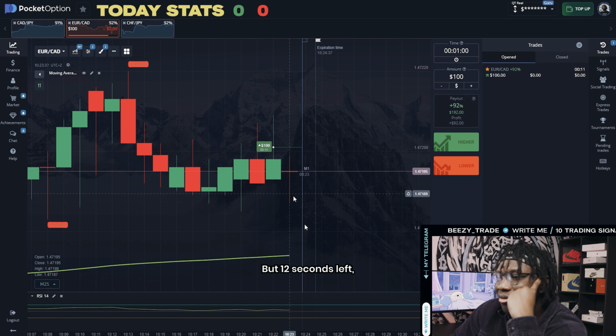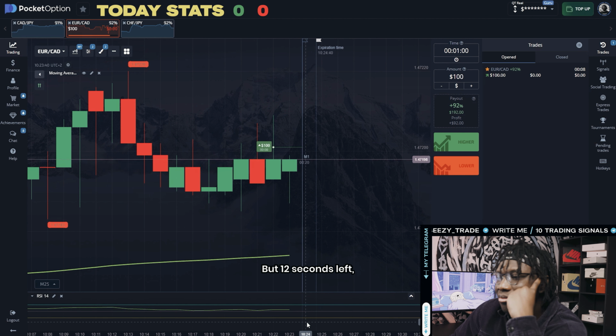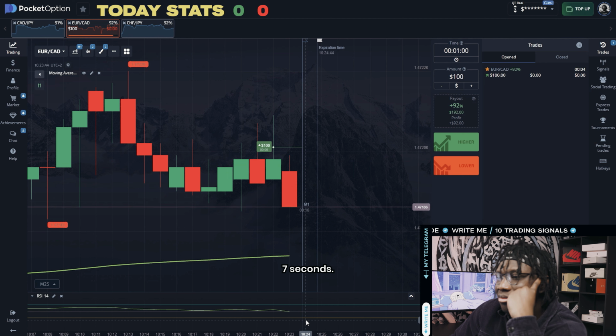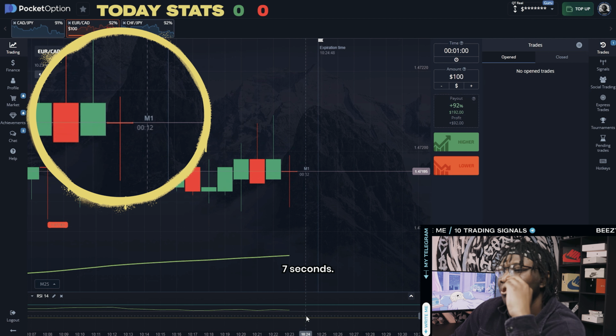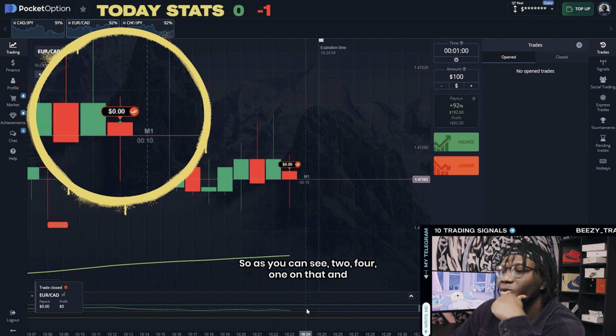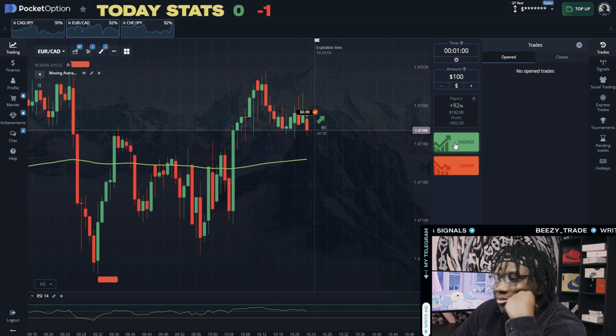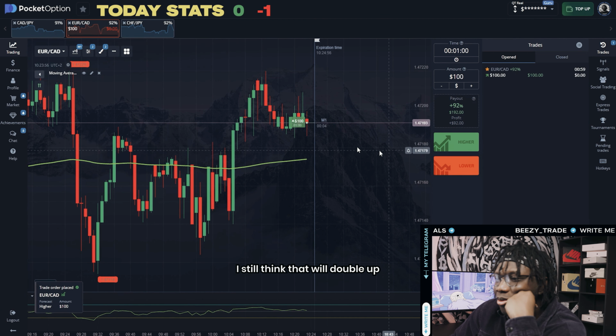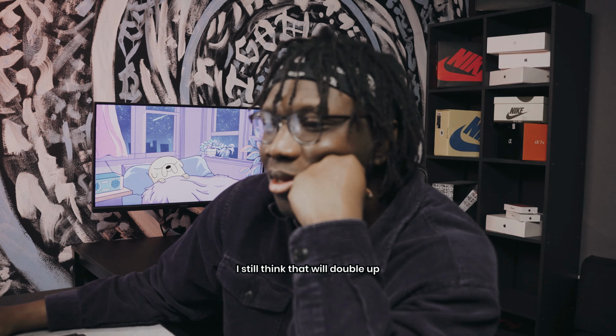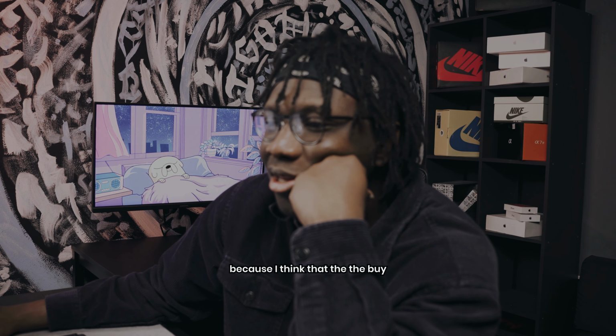Got 12 seconds left. 7 seconds. So as you can see, 2 for 1 on that, and I still think that we'll double up, because I think that the buyers are kind of pushing the price up.